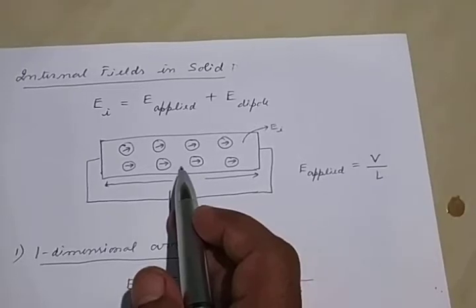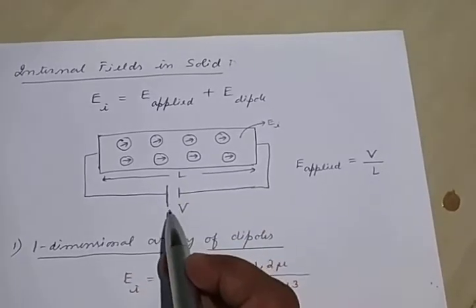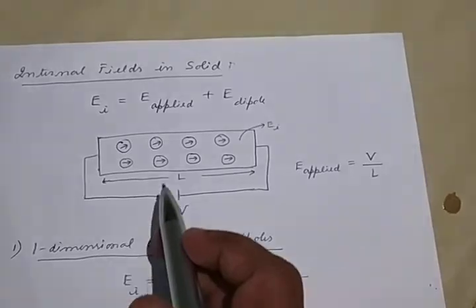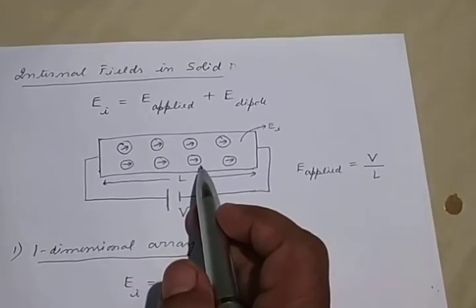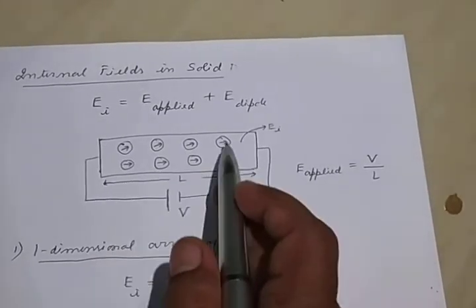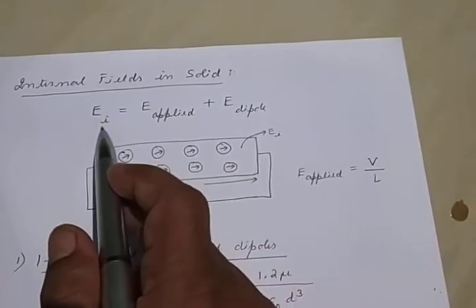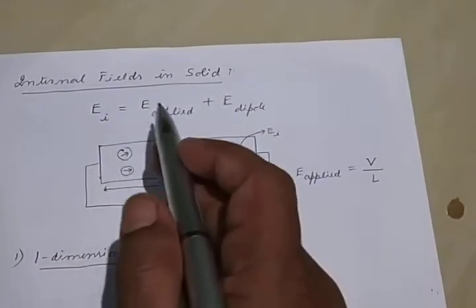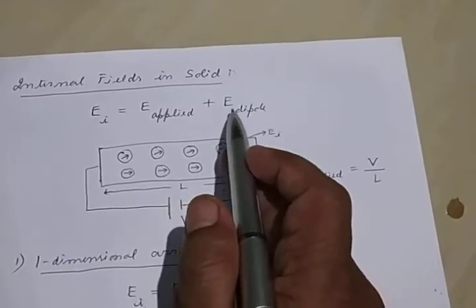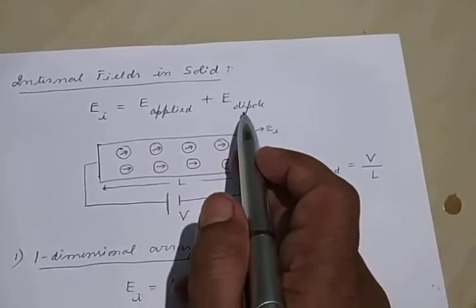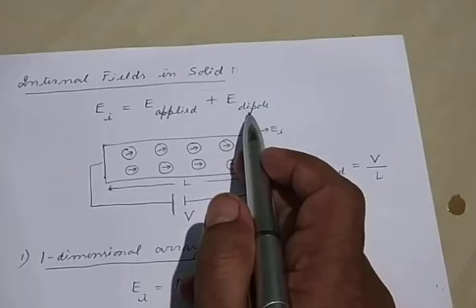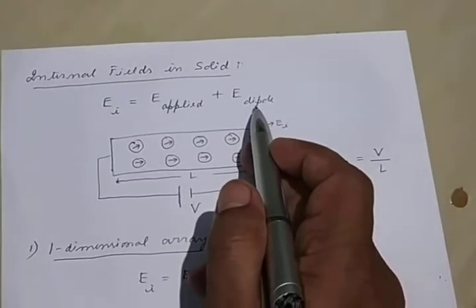So this will be added to the applied electric field. When you take the sum of the applied field and the field due to the surrounding dipoles, that is what is called the internal field. So internal field is the applied field plus the field due to the surrounding dipoles. This is the idea of the internal field concept.